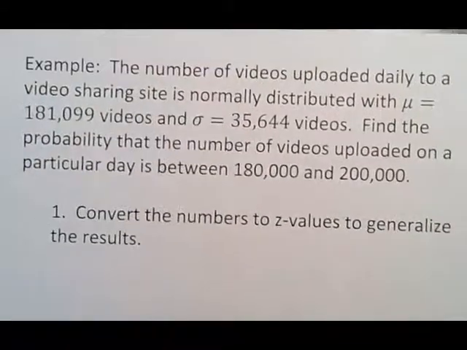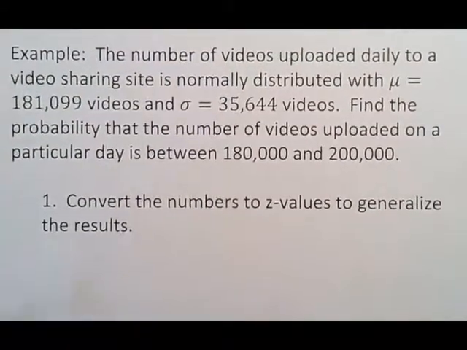So let's just get right to it, because again, hopefully you know this stuff, or at least have an idea so you can follow what I'm doing. The number of videos uploaded daily to a video sharing site is normally distributed with mu, which is the mean, equal to whatever that number is, and sigma, the standard deviation, equal to that number of videos. Find the probability that the number of videos uploaded on a particular day is between 180,000 and 200,000.